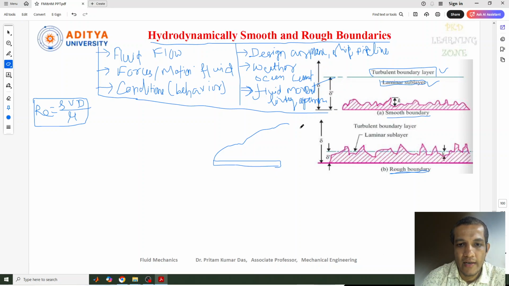This is the boundary layer. In this boundary layer, when the fluid is flowing over a plate, this is the condition. This plate is the fixed one.